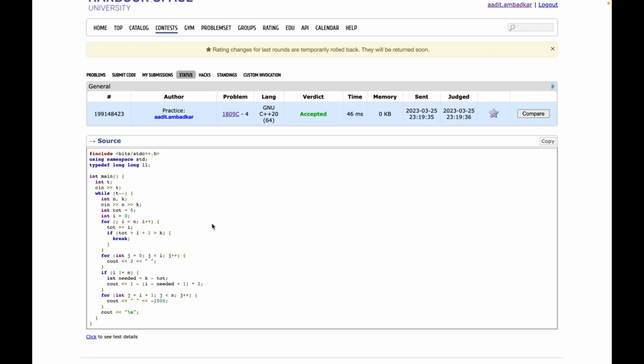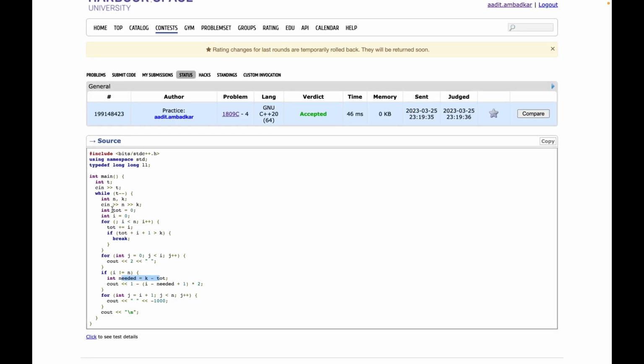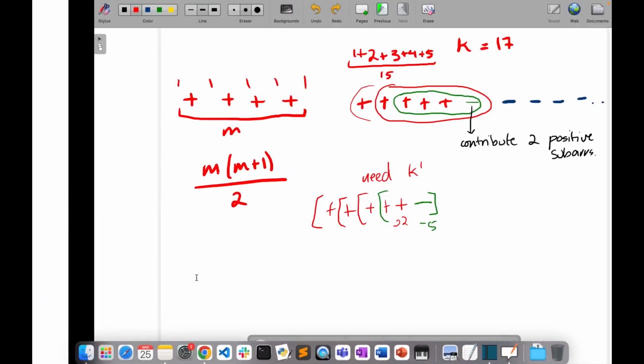And you can see that in my code right here, where I'm saying needed is k minus tot. So, well, let me back up here. Tot is the number of subarrays that we've currently generated, and i is basically m in this case. So this is just finding out what the proper value of tot and i is. And then I'm just outputting those positive 2's. Now, if i is not equal to n, then I'm going to want to output this specially crafted negative number.